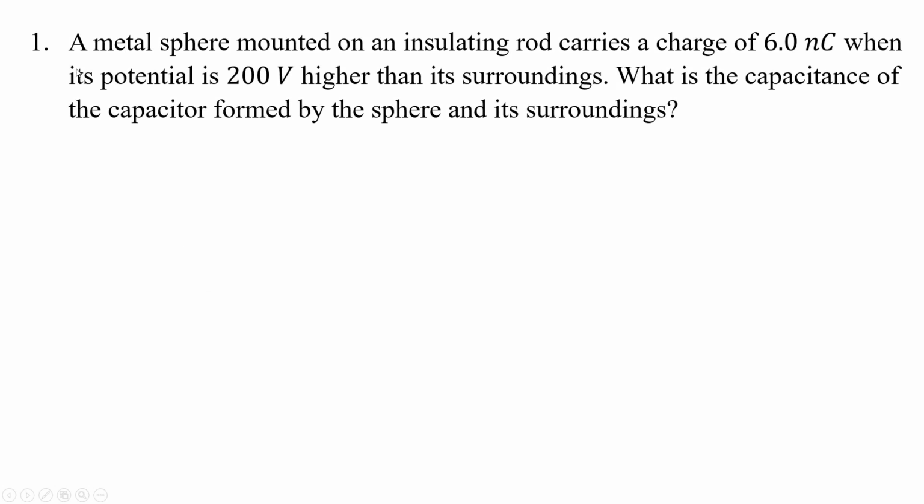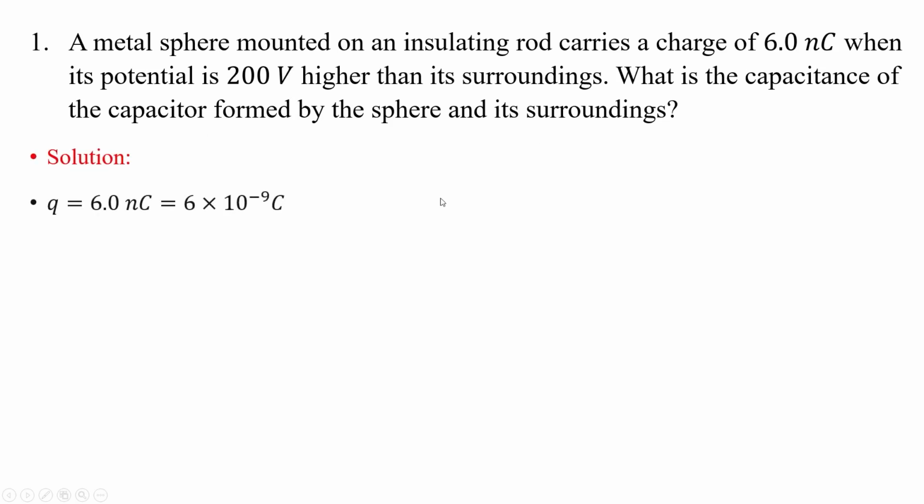So question number 1: a metal sphere mounted on an insulating rod carries a charge of 6 nanocoulomb, meaning 6 into 10 raised to power minus 9 coulomb, when its potential is 200 volt higher than its surrounding. What is the capacitance of the capacitor formed by the sphere and its surrounding?